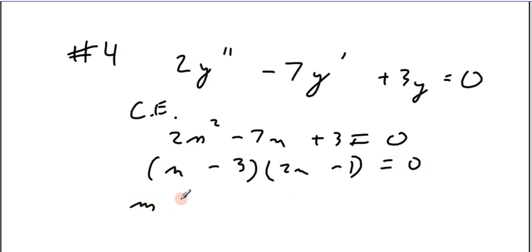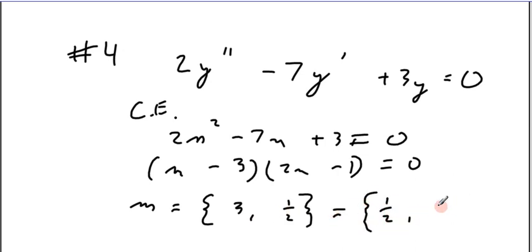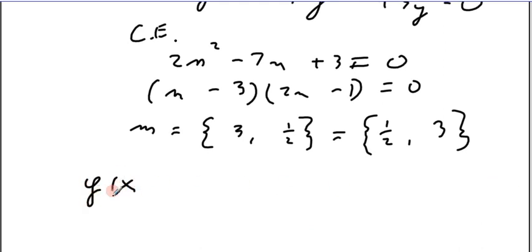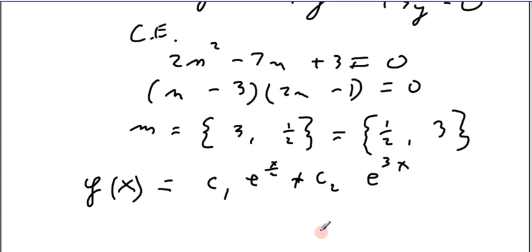So my m's, this is the last time I'm using m, because we're finding roots. 3 and 1/2. And normally we write those in ascending order, so it'd be 1/2, 3, and so we'd write that. And then we'd say y of x is equal to C1 e to the x over 2 plus C2 e to the 3x. And we'll check that by using the back of the book and say that that's right.